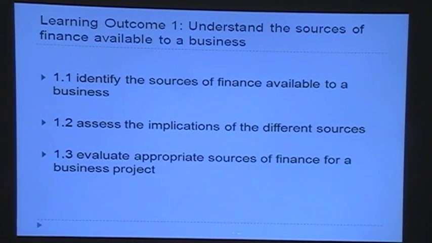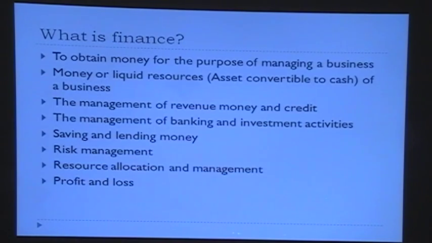For learning outcome 1, we have 3 main assessment criteria. These assessment criteria are to be achieved by all learners who are expected in this course. The first assessment criteria is to identify the sources of finance available to a business, to assess the implication of different sources, and the last and not the least is to evaluate appropriate sources of finance for a business project.